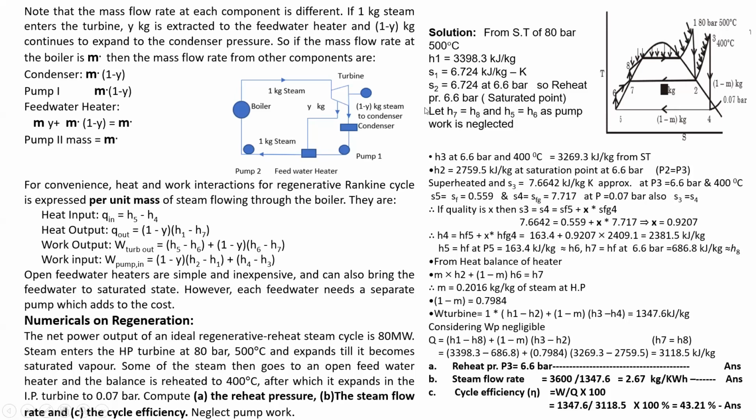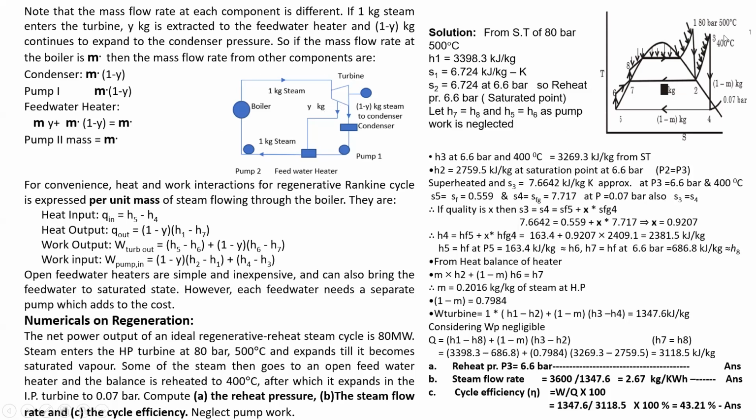Next, let H7 is equal to H8. Now see the formula here, see the cycle here. This is pump number 2, H7 is equal to H8, and H5 is equal to H6, as pump work is neglected. Therefore, H3 at 6.6 bar is given. You have to write all the data first, then you can understand the problem. 6.6 bar means it is a constant pressure process. We have found the value of P2, that is the reheat pressure.